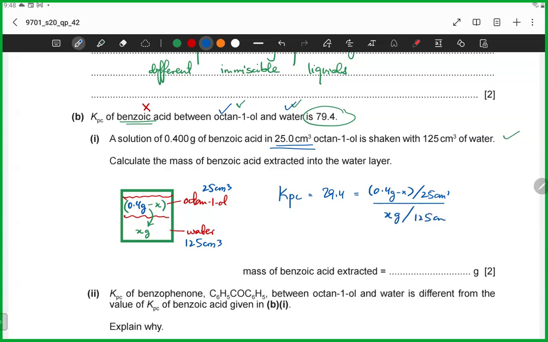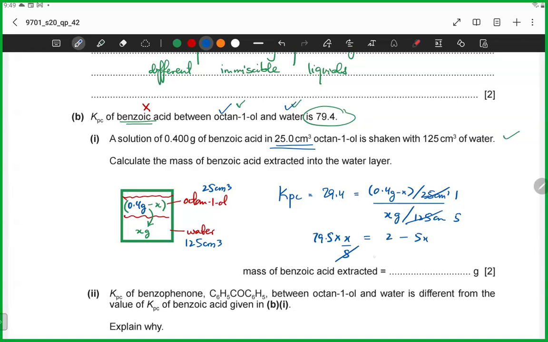So 25 and 125, what is that? That's 1 and 5, right? So I'm just going to simplify things a bit. So what we have is 79.4 gets multiplied by X divided by 5. And we'll get rid of the 5 as well. It's 0.4 into 5. What is 0.4 into 5? That's 2 grams, I think. Minus 5x.